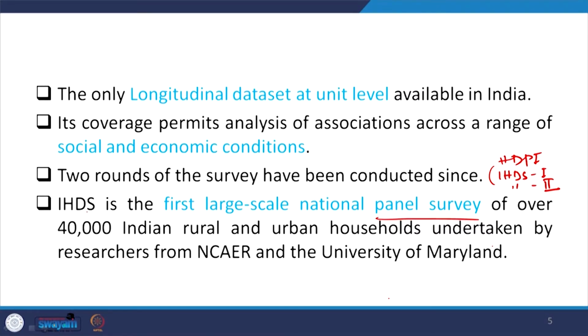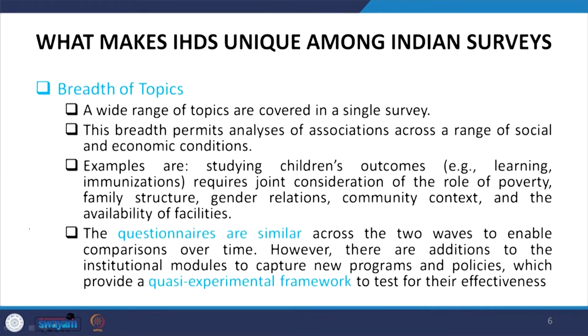So, 40,000 Indian households, now you can simply multiply by roughly 4 to 5 household members, which boils down to 2 lakh plus observations. This is in fact one of the very good platforms to be defined as nationally representative, so far as this number is concerned. What makes the IHDS unique among Indian surveys, if you wish to understand a bit?